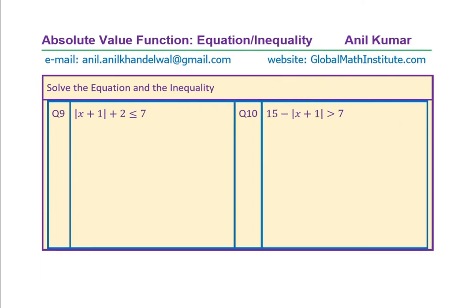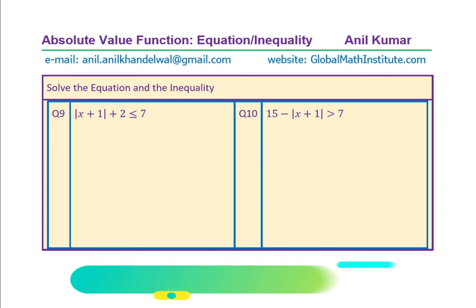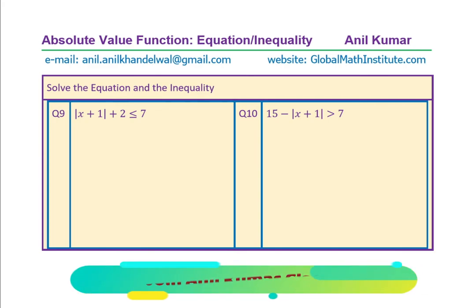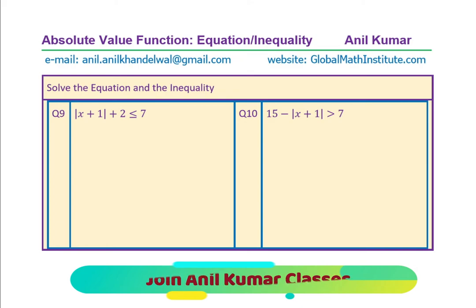Last two questions, based on greater than and less than inequality combined together. So I'd like you to now pause the video and answer these two questions. The only complexity here is we have an additional term, so we have to go one more step. Let me do that step for you so that you can continue beyond that. The first step: we have our absolute value of x plus 1. We'll take 2 to the other side. We'll say less than or equal to 7 minus 2.